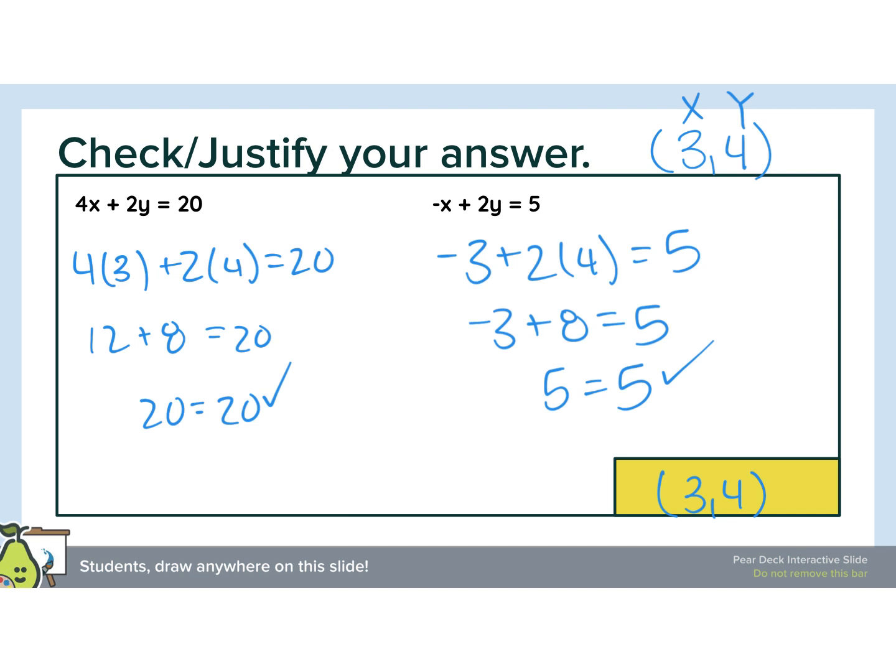Your exit ticket today is not actually solving. It's just, do you understand how to solve? So make sure you use your notes and you are ready.